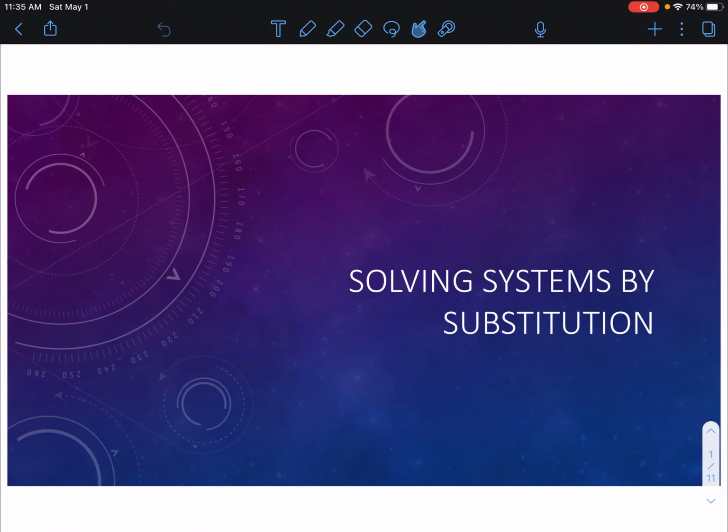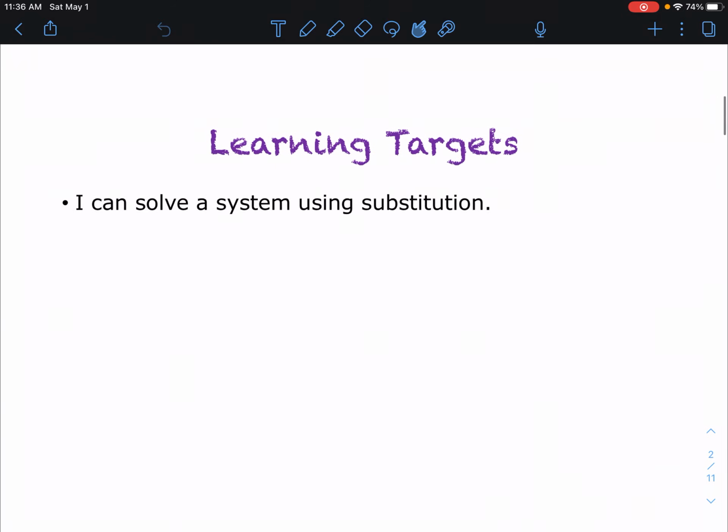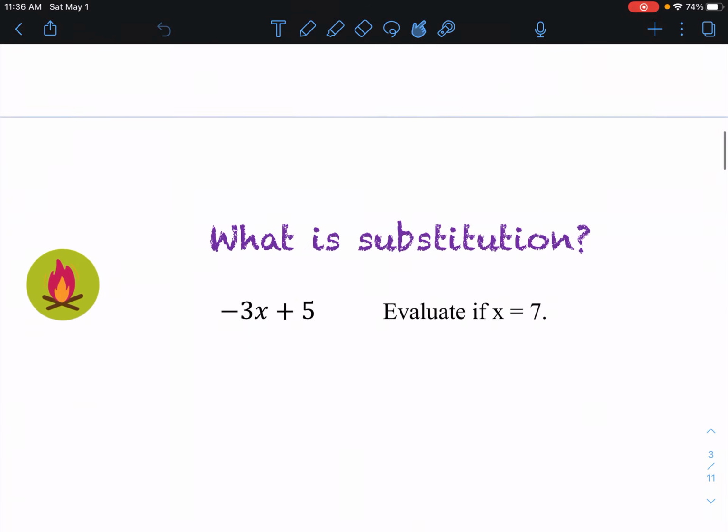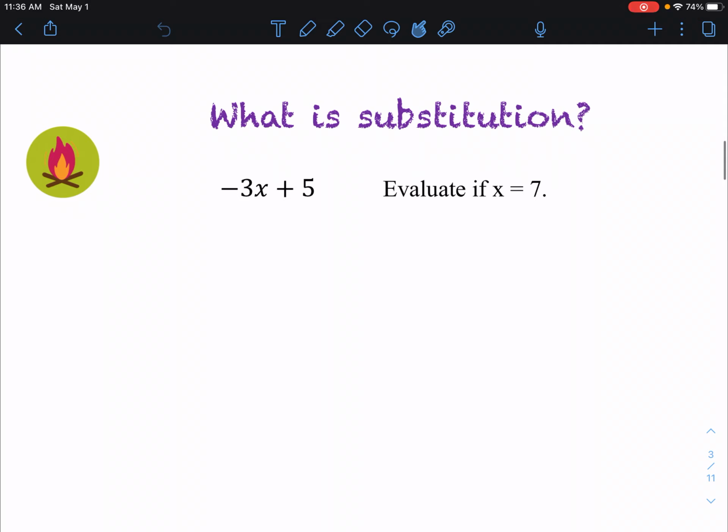All right, so now that we know how to solve a system by graphing, we're going to learn a couple of different ways to solve algebraically. So here's our learning target. So what is substitution? That's what we're going to talk about today.